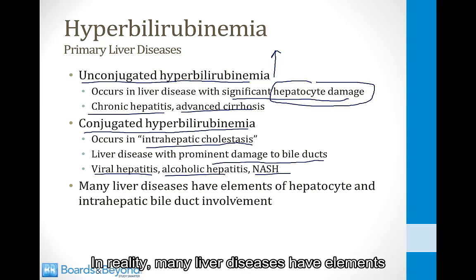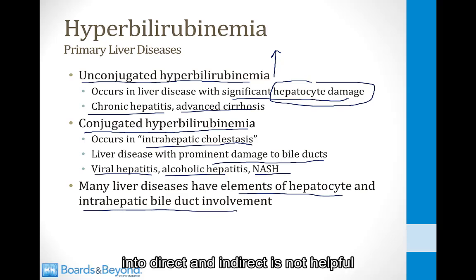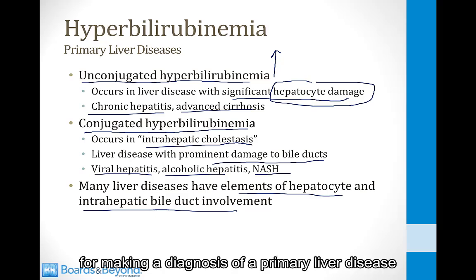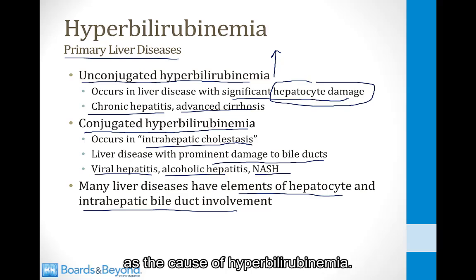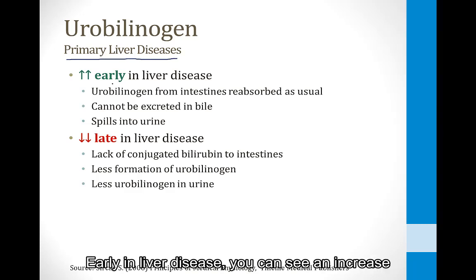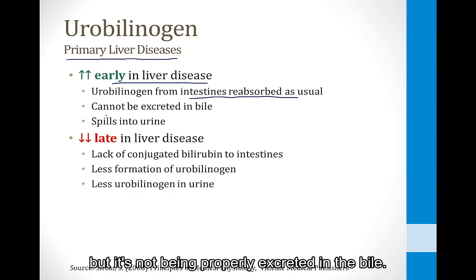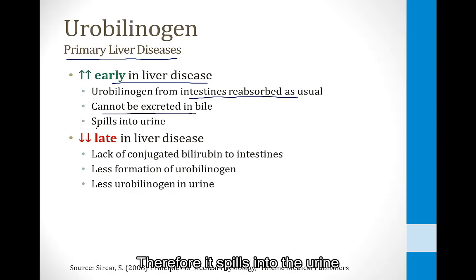In reality, many liver diseases have elements of both hepatocyte and intrahepatic bile duct involvement, and this is why fractionating the bilirubin into direct and indirect is not helpful for making a diagnosis of a primary liver disease as the cause of hyperbilirubinemia. Urobilinogen levels in the urine are also variable and unpredictable in primary liver disease problems. Early in liver disease, you can see an increase in the urobilinogen in the urine. That's because urobilinogen is absorbed from the intestines as usual, but it's not being properly excreted in the bile, therefore it spills into the urine and raises the urobilinogen level.